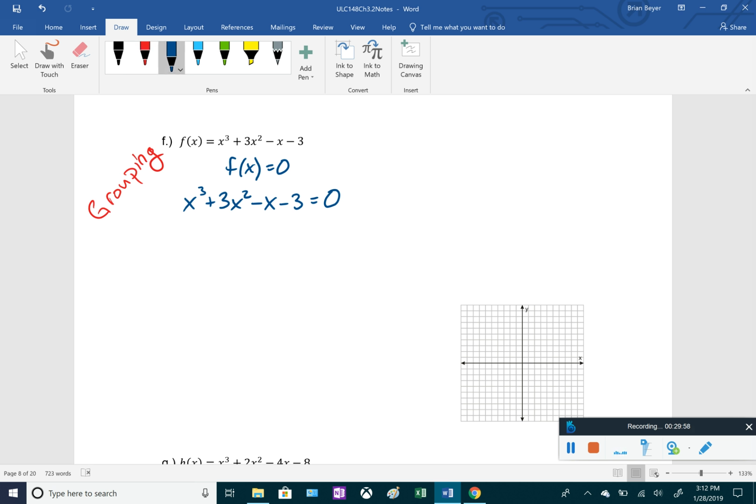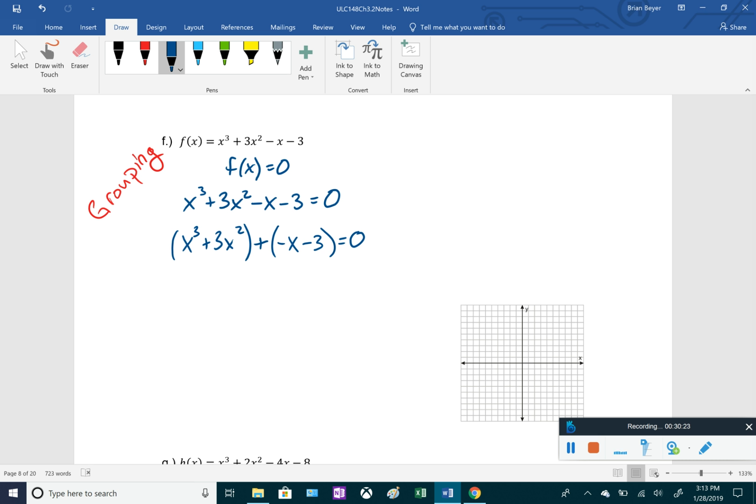So what we do is we group the first two terms together with parentheses. And then we group the second two terms. But since there's a negative x, what we have to do is put plus and then minus x minus 3. Because if we just put the parentheses after the negative, we'd actually be changing the expression for those two terms.